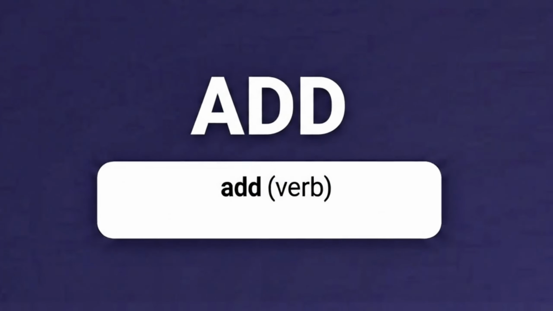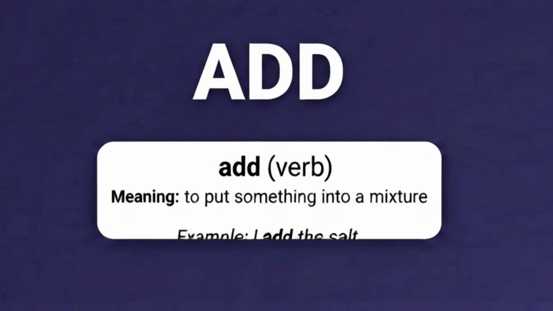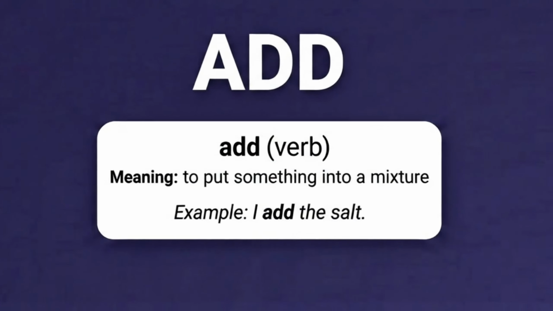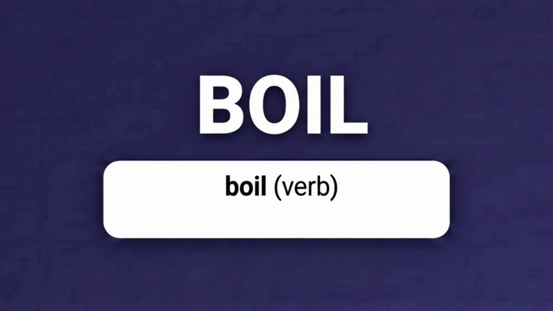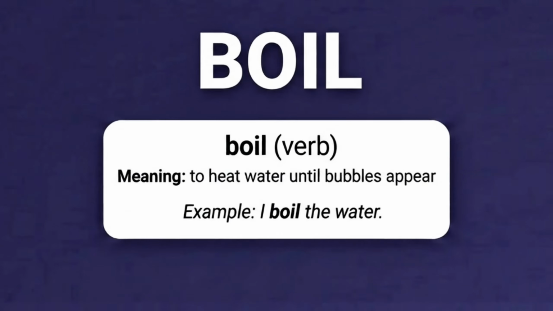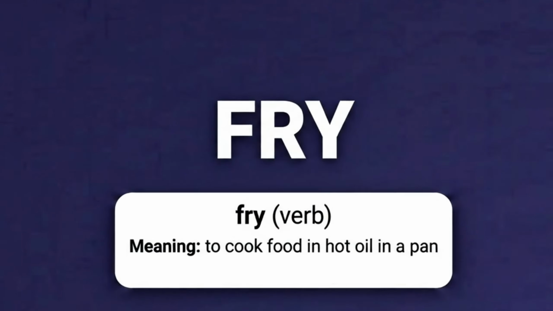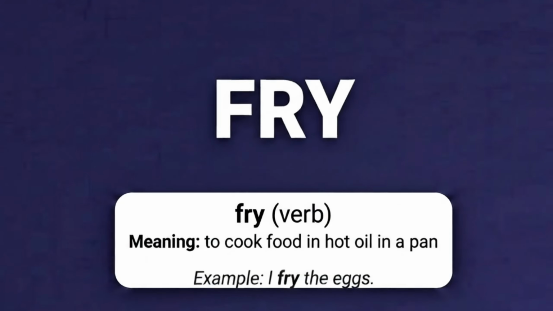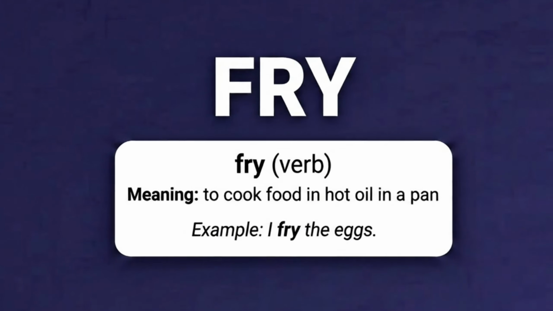Add. Add is a verb. It means to put something into a mixture. For example, I add the salt. Boil is a verb. It means to heat water until bubbles appear. For example, I boil the water. Fry. Fry is a verb. It means to cook food in hot oil in a pan. For example, I fry the eggs.